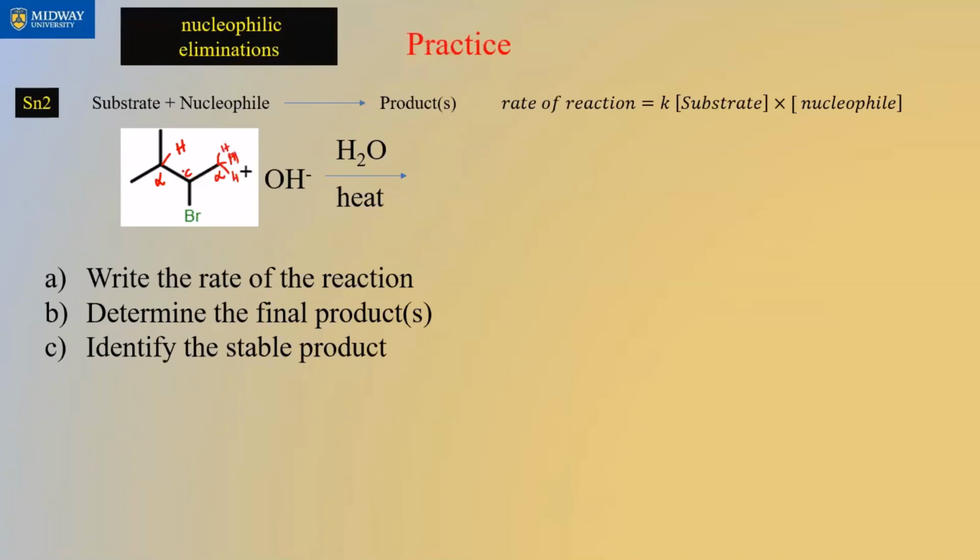You cannot remove all 3. So you can either have a double bond here or here. So you have 2 separate products, and I want you to draw them out and then determine which one is the stable product. And I'll see you back with E1 elimination.